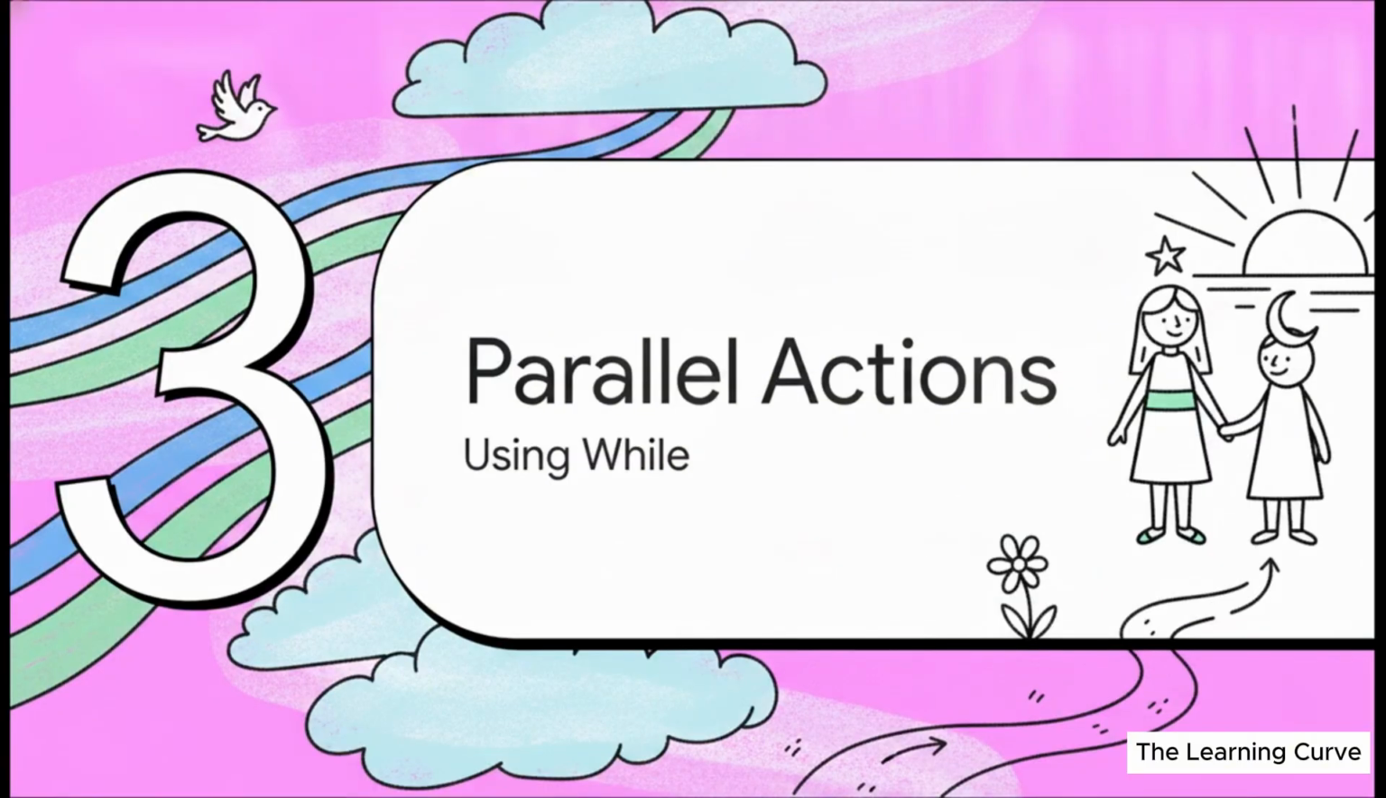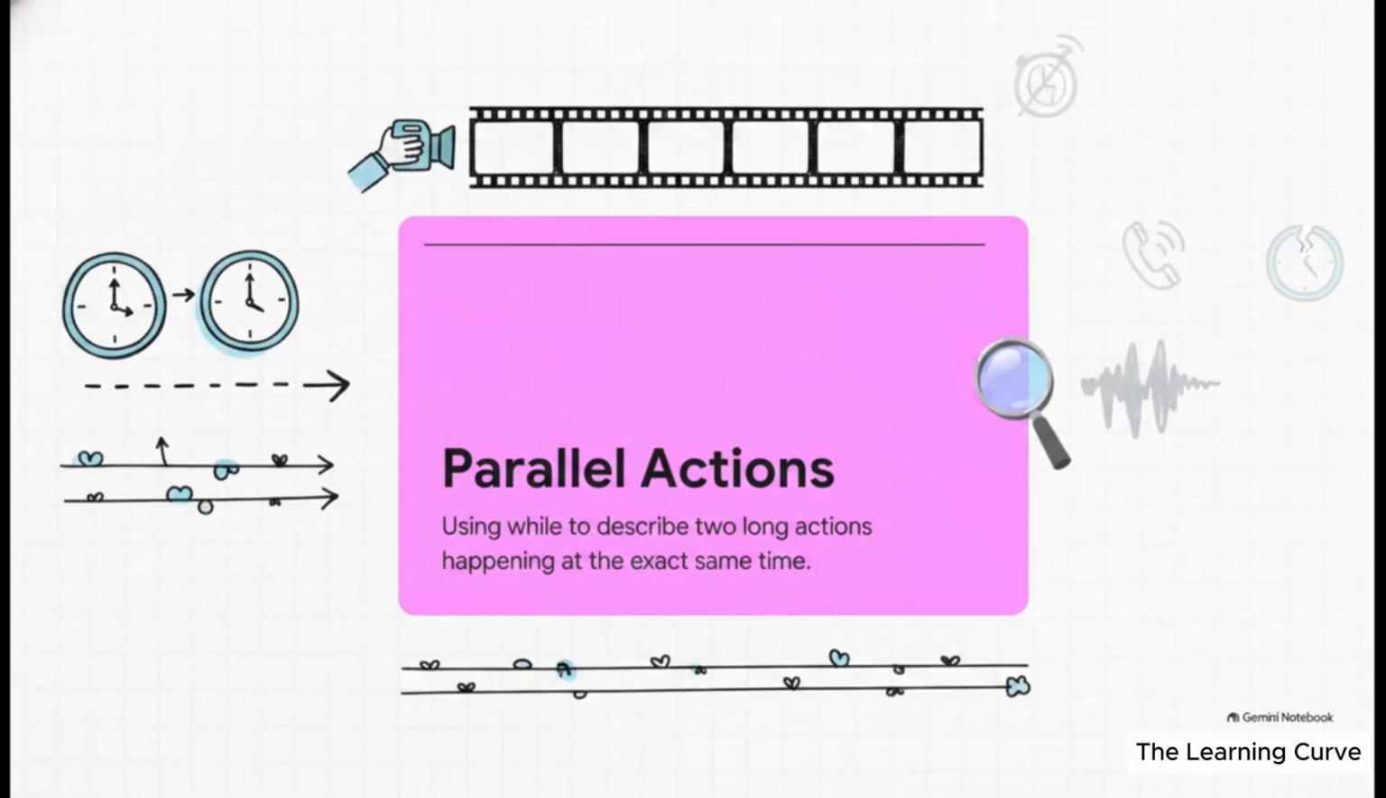Okay, let's lower the tension a bit for section 3, parallel actions using while. We've had our drama, we've had our sudden interruptions. Now we're moving into our third and final tool, where we learn how to set a much more peaceful scene. Parallel actions involve using the word while to describe two long actions that were happening at the exact same time.